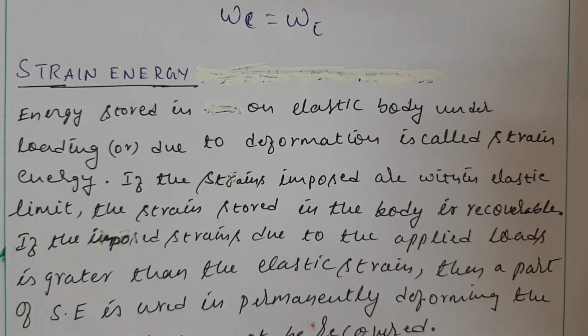That indicates the strain energy can sometimes be removed, and sometimes it cannot be removed and may remain permanent. That I will explain. Okay, the basic definition is as follows: energy stored in an elastic body under loading or due to deformation is called strain energy. Clear now?